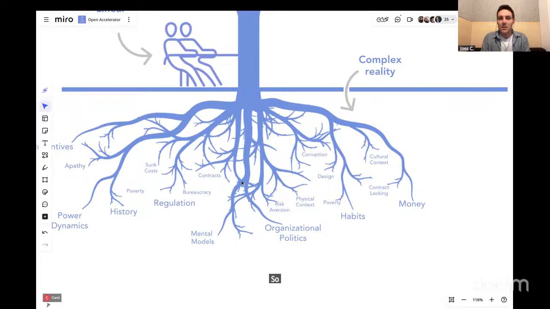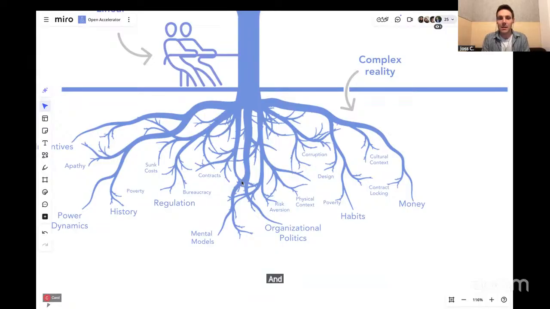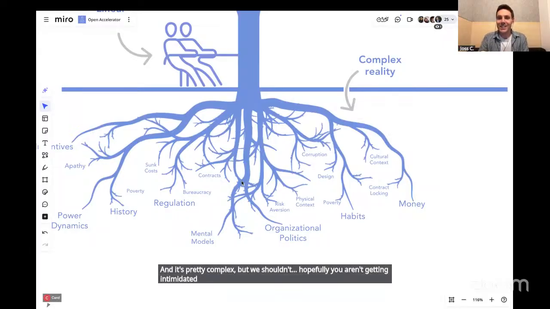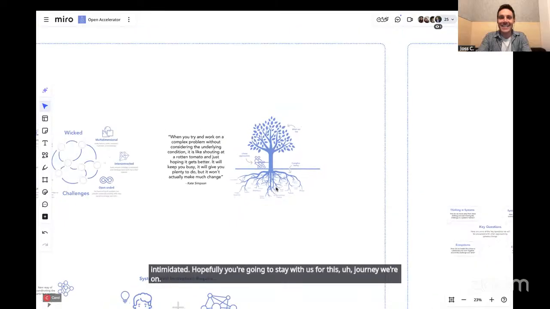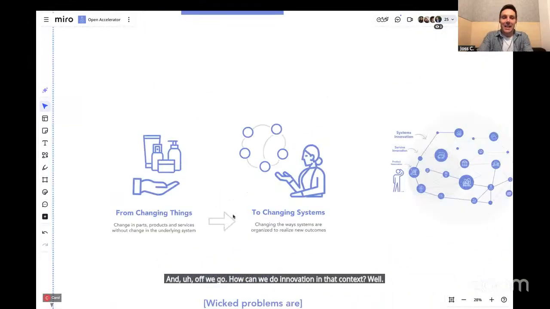So that's the kind of innovation we're talking about. And it's pretty wicked, as the name says, and it's pretty complex. But hopefully you aren't getting intimidated. Hopefully you're going to stay with us for this journey we're on, and off we go. How can we do innovation in that context? Well, it requires a couple of things.